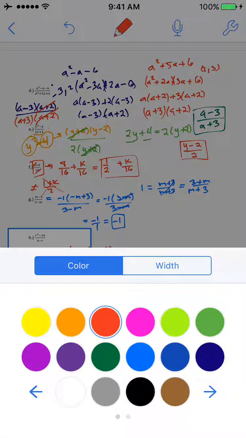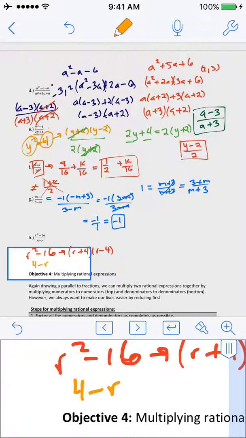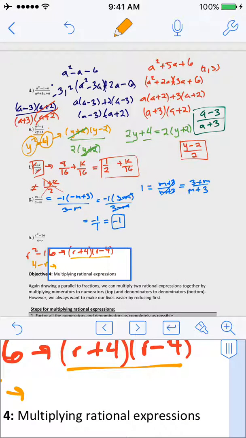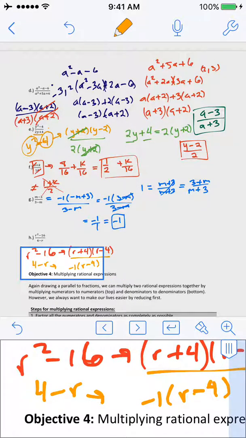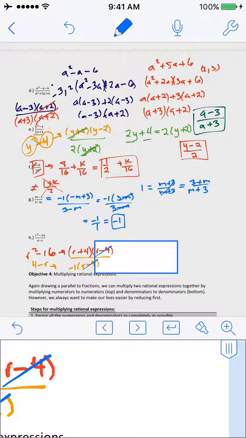Alright, so that's my new numerator. My denominator is 4 minus r. Now again, be very careful. That is not the same thing as r minus 4. That is 4 minus r. But we just saw how to change that. We can rewrite this as negative 1 times r minus 4. We can flip it around. So I can rewrite it as negative 1 times negative 4 plus r. Switch the signs. And then I can flip them around, and I get r minus 4. And I wanted to do that so that these two would cancel. I'm left with r plus 4 over negative 1.